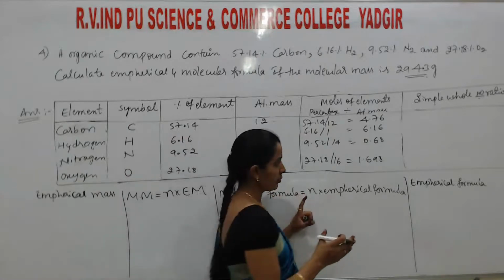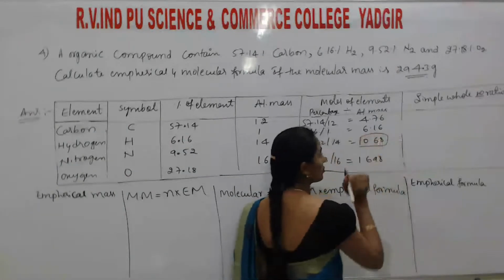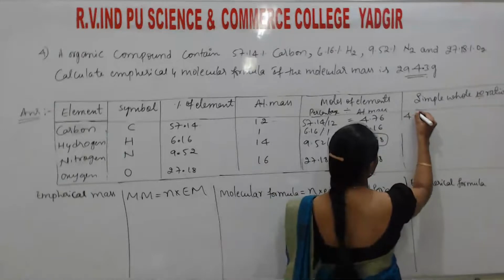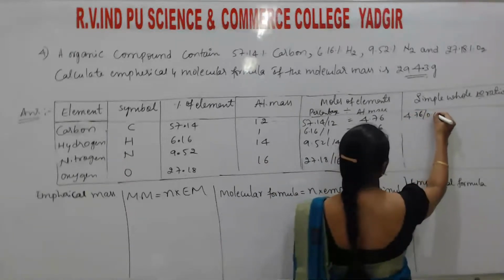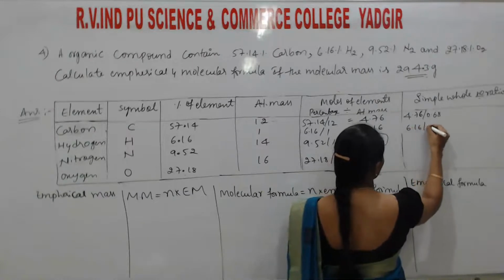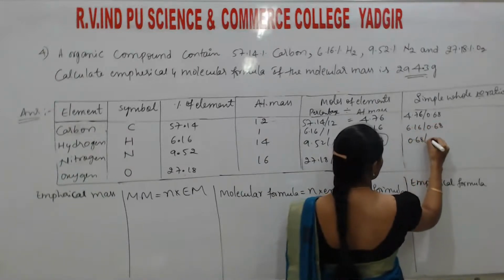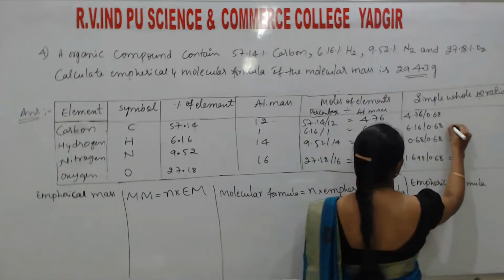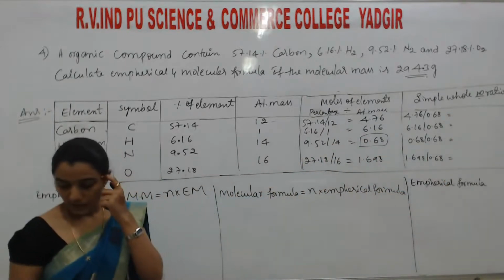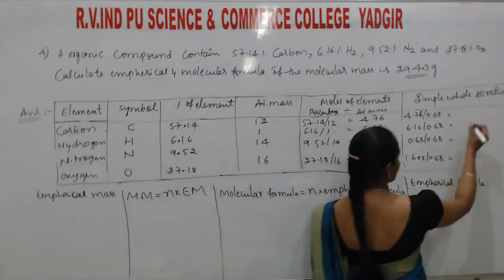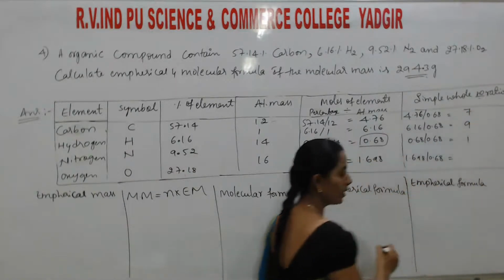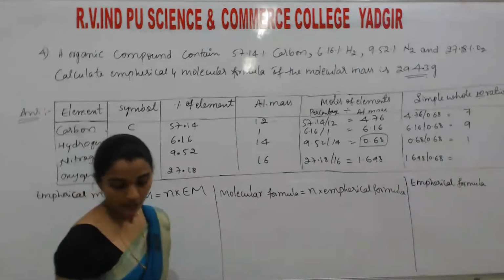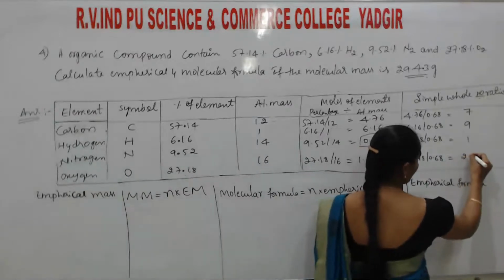Understand? So among these, students, the smallest value is this, 0.68, no doubt. Then the remaining terms are divided by this value. That is 4.76 divided by 0.68, 6.16 divided by 0.68, 0.68 divided by 0.68, 1.698 divided by 0.68. Then we will get the approximate values as 7, 9, 1, and this one is 2.5.